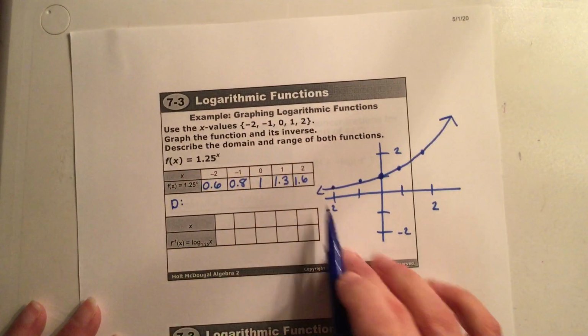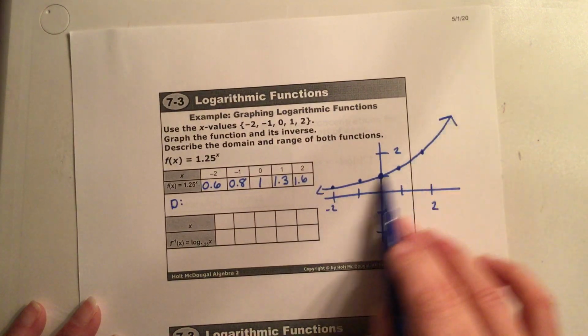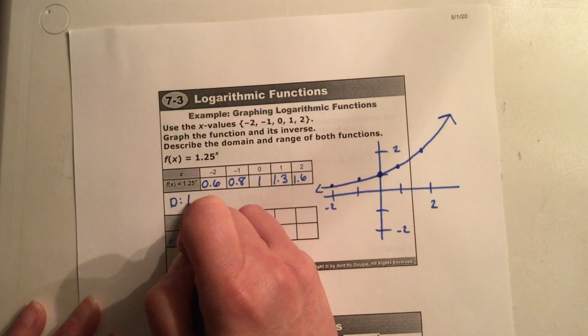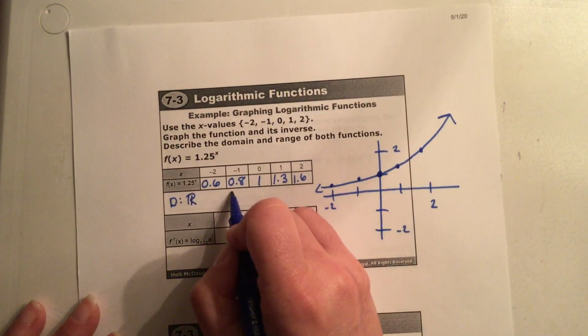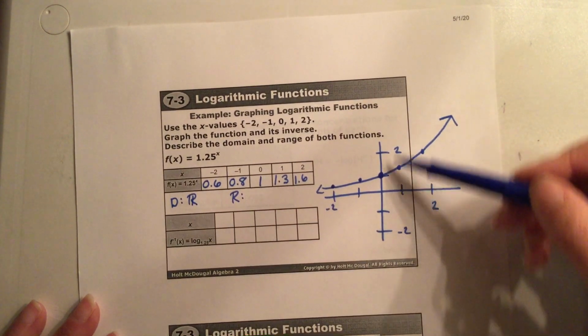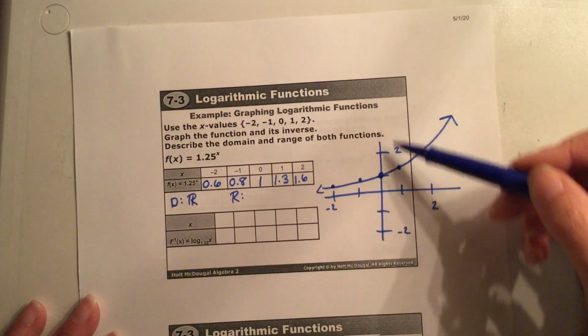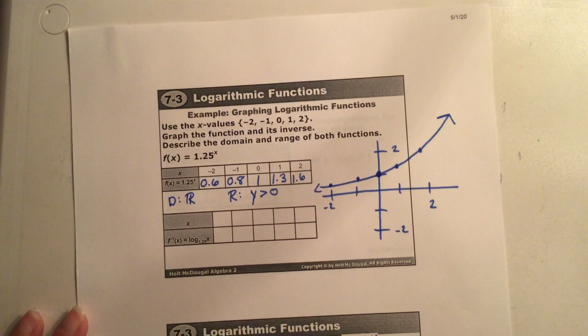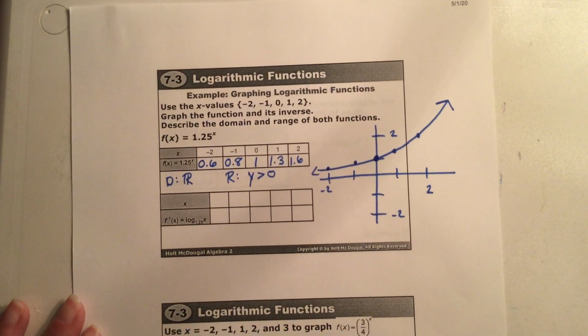Your domain. Notice the x values. All of them are covered. You're going to the left, you're going to the right, you hit 0. So your domain is all reals. Your range, your y values, notice that everything stayed above the x-axis. All of your y values are positive. So y is greater than 0.